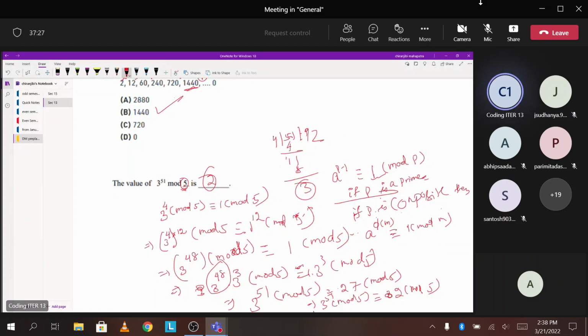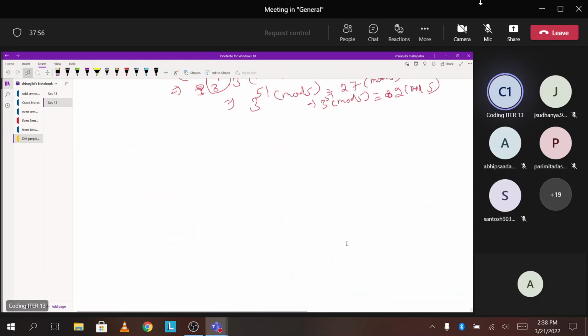So this type of question may come, so there are two types. One is this way of writing, which is to find the remainder when you divide any large number by a small number. Okay, fine. So let us go to the next question.